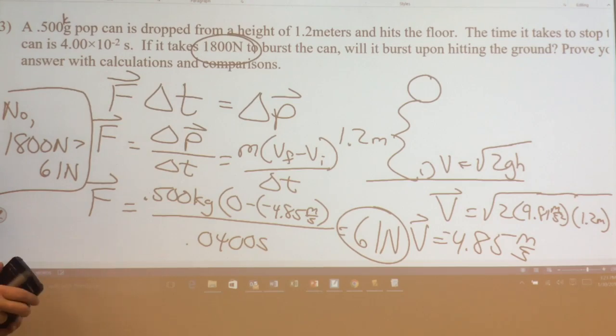Next, we're going to look at the collision problems involving the conservation of momentum.